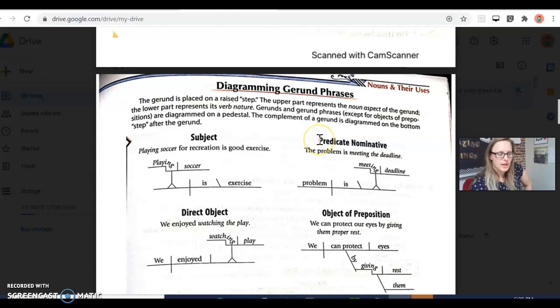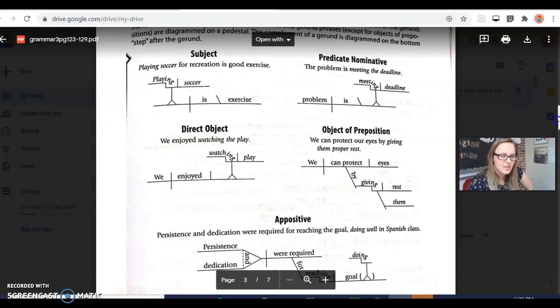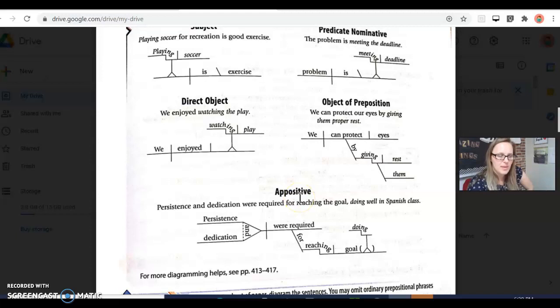Okay, so here's the next one, predicate nominative. The problem is what? This whole phrase answers the question what. That's why this whole phrase is a predicate nominative. So again, we have our pedestal, goes up, has a step. The noun part of it is meet. The verbal part is the ing, makes it look like, again, a present participle. I'm looking over here because I have it written on the verb, the 4 verb parts. And then meeting the what, the deadline is its complement. A lot of them have complements.